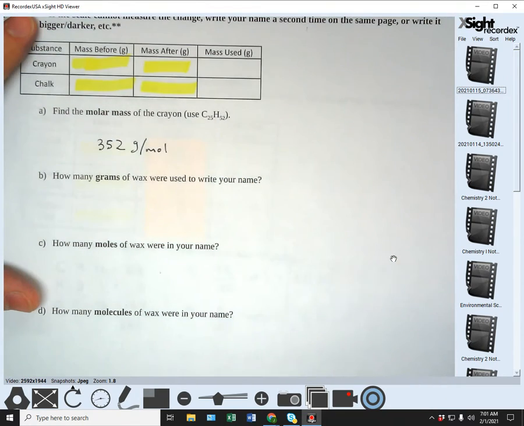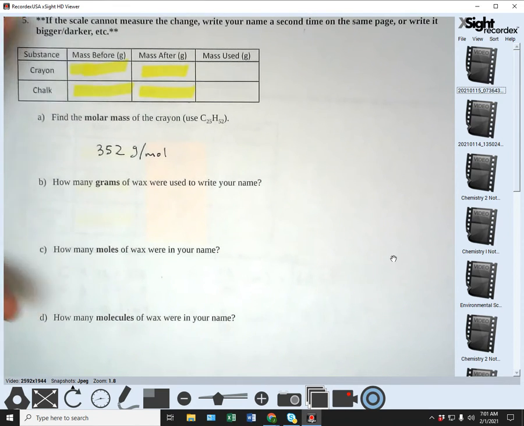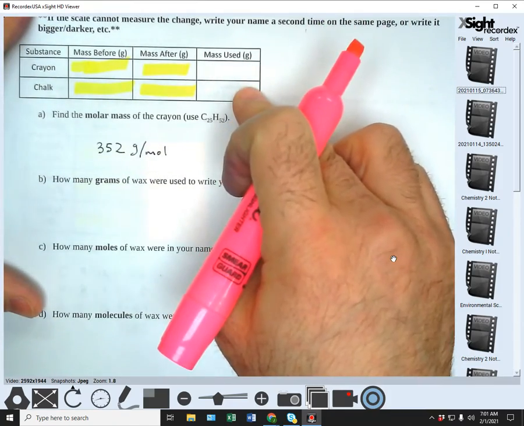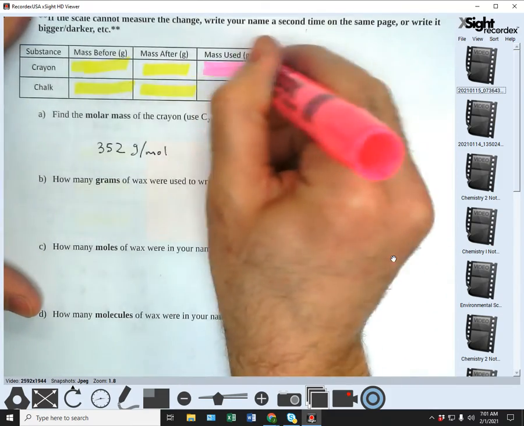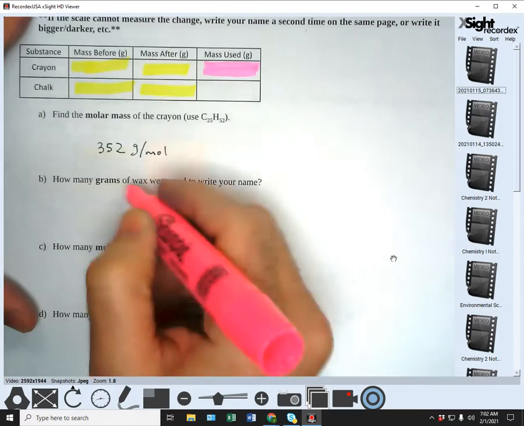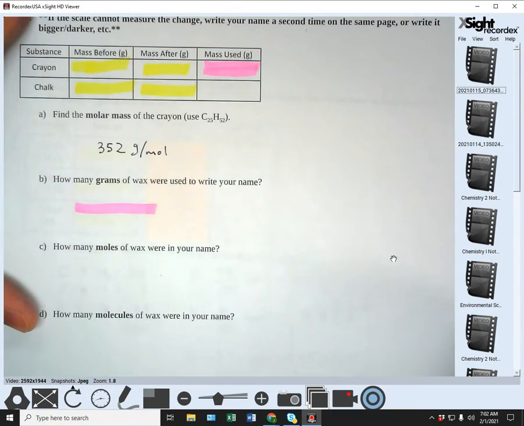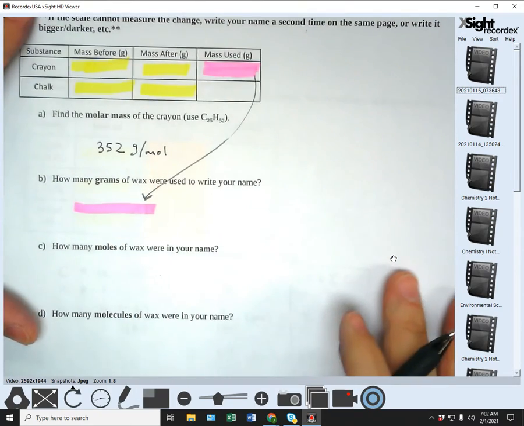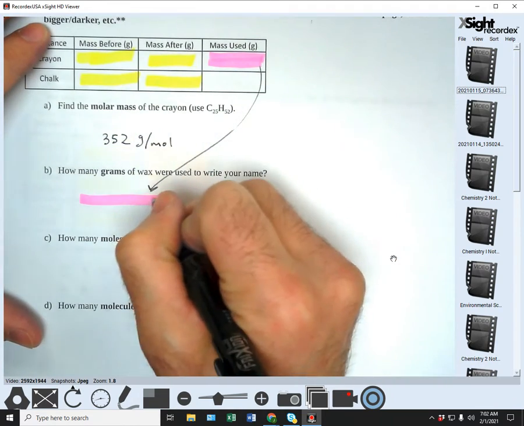Well, same thing. You're going to take the mass used here, and that's just this mass used, and that's just your answer for here. There's no math to do. Okay, you just write down however many grams.